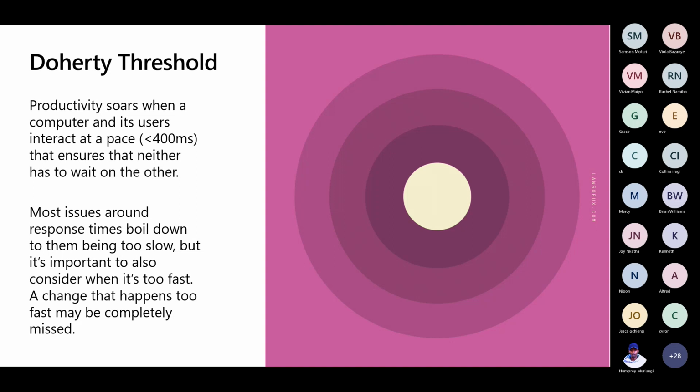And then the last one, this is mostly about speed. When a computer and its users interact at a pace that ensures that neither has to wait for one another. I know this may seem like it's up to the developers to fix this, that if something is taking too long to load, it's entirely on developers or engineering, but design can also help out in this situation as well. Again, with using progress bars and loading screens to show that something is happening. And even if it loads too quickly, we need to let the user know that something has happened, something has changed.